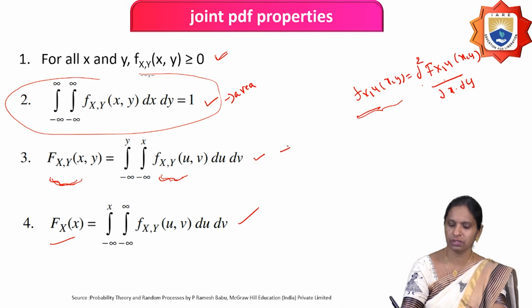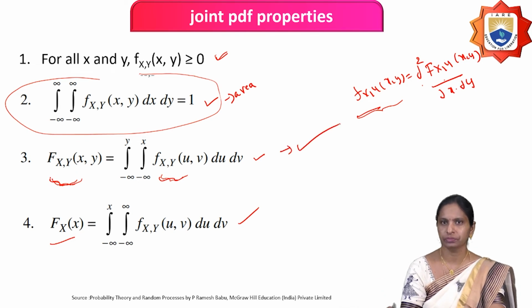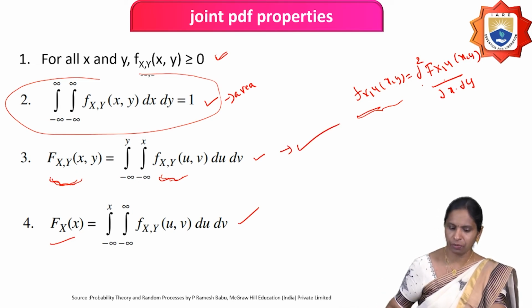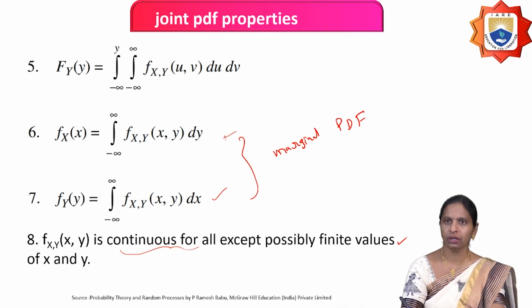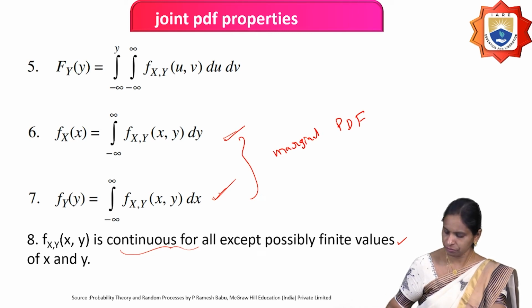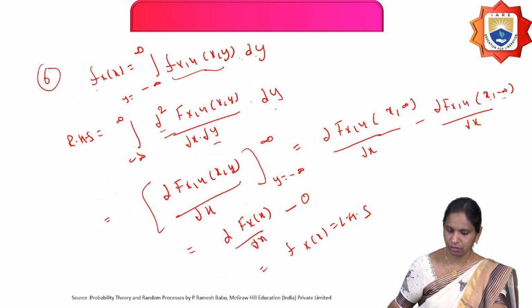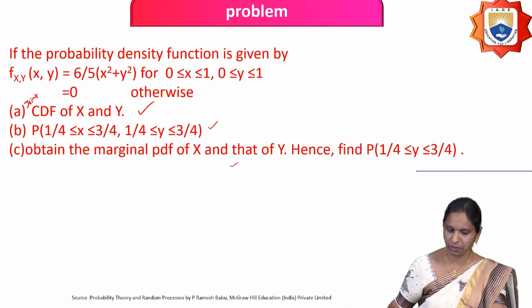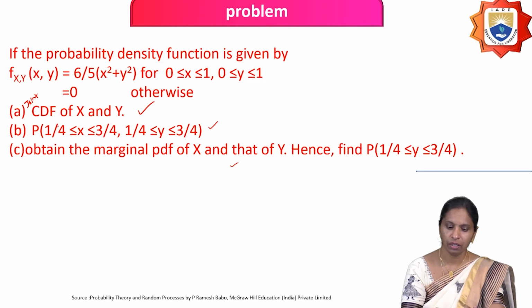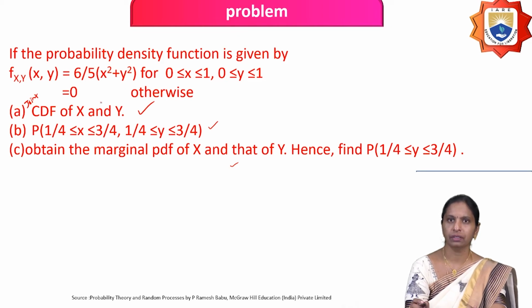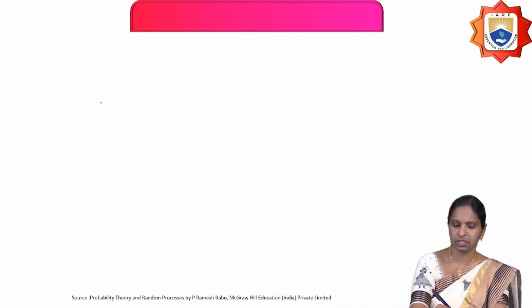It means you have to use the third property. And if you want the marginal density functions, you have to use the sixth property and seventh property. And then let us calculate. This is the first problem here. The first one is you have to calculate what? F of x and y. Okay, so we'll solve this problem.